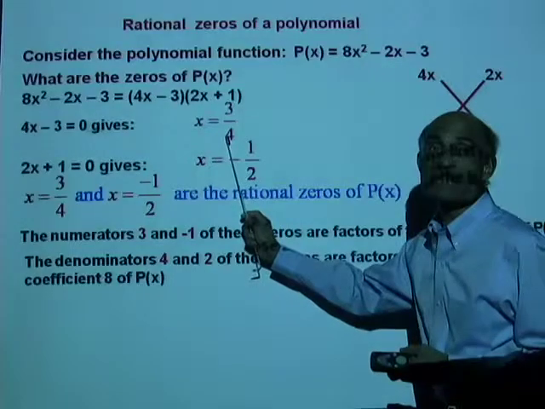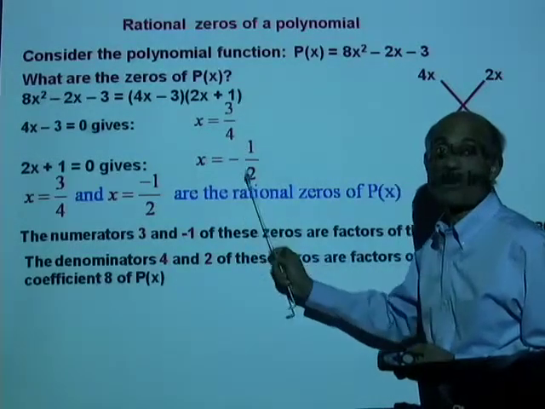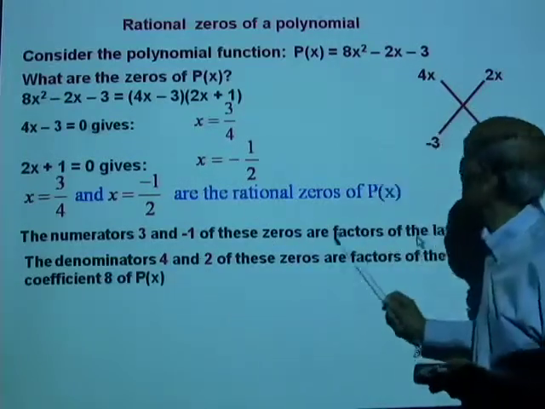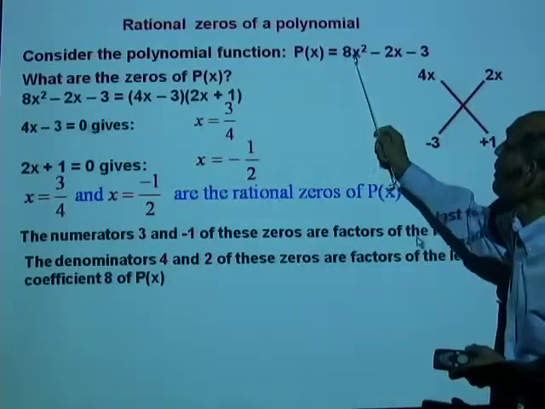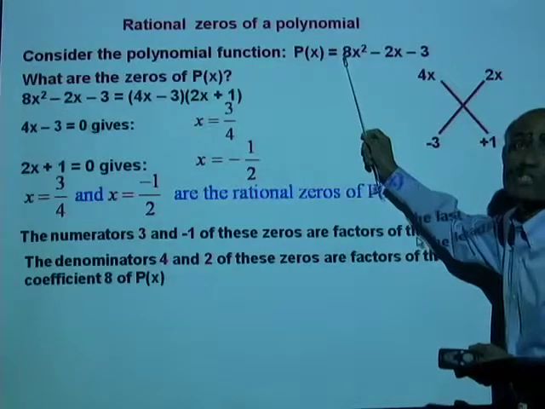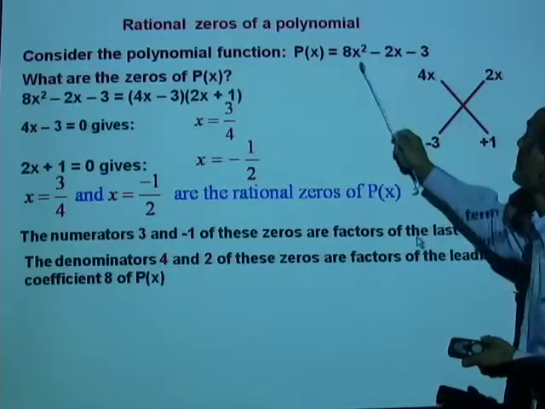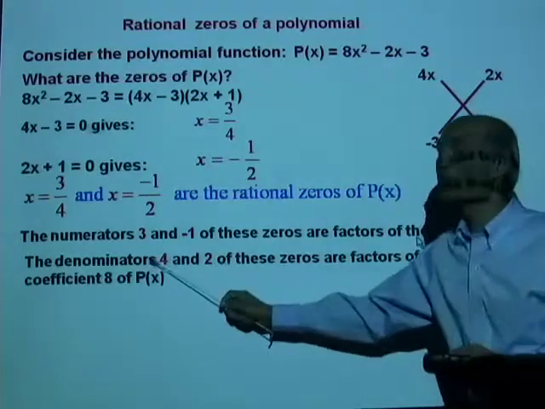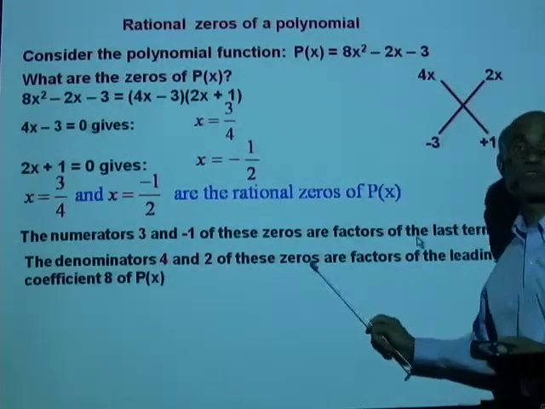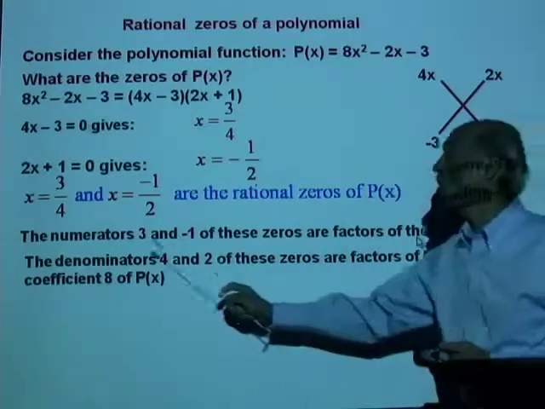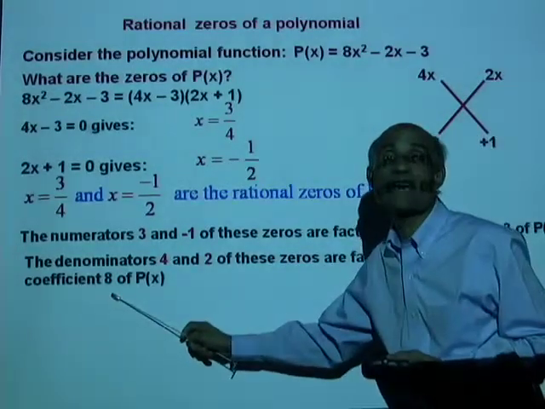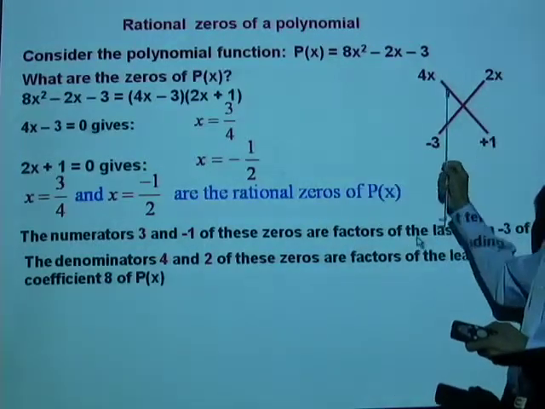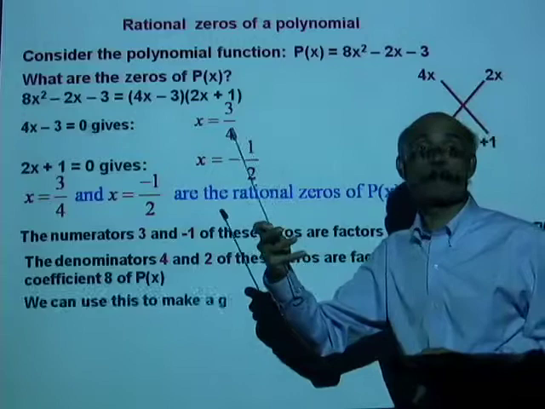The denominator of the first factor is 4, the denominator of the second factor is 2, and they are actually the factors of the constant term of the first term, 8x squared. 8 is 4 times 2. The denominators 4 and 2 of these zeros are factors of the leading coefficient 8 of P of x. So when you write and factor like this, all these things become clear.